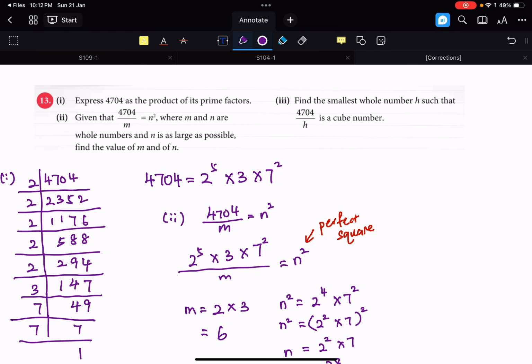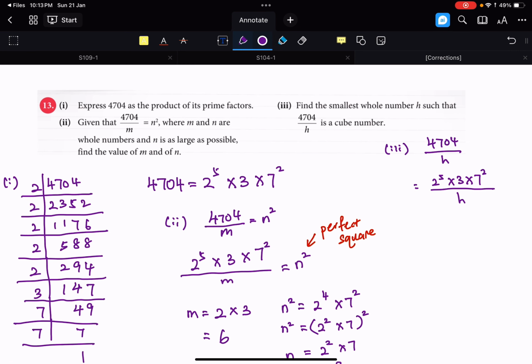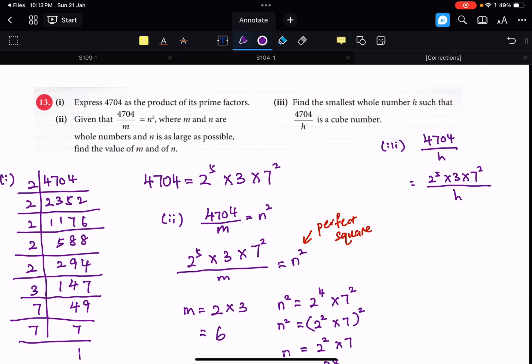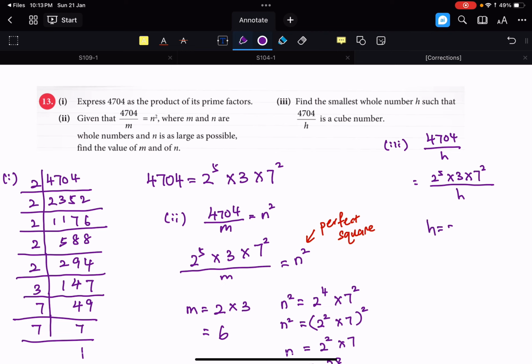Alright, so finally the last part of the question, we have this. Find the smallest whole number h such that 4704 over h is a perfect cube. So first thing, let's label. I'm going to do part 3 over here. So 4704 over h is equivalent to 2 to the power of 5 times 3 times 7 squared over h. Well, since we want this to be a perfect cube, that means we want 2 to the power of 3. So h must actually contain 2 copies of 2, right? So just by comparing, h must have 2 to the power of 2, right? Because this portion over here has to be 2 to the power of 3.